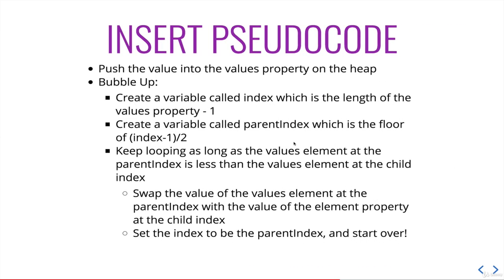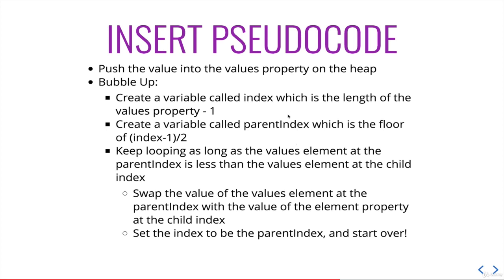So here's some more detailed pseudocode. If you would like to do this all in one method called insert, you can do that. You could also write a method called insert, which calls another method called bubble up. Totally up to you. But the way bubble up will work, once you push the value in to the end of the values list or the array, it's at the very end and it's probably in the wrong spot. It could be in the right spot, but it's most likely in the wrong place.